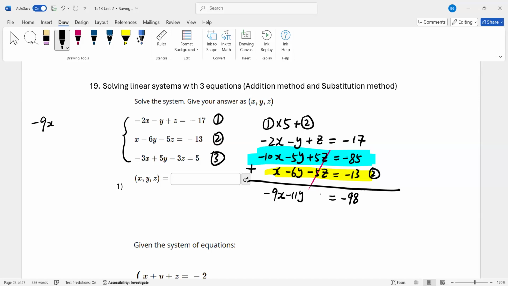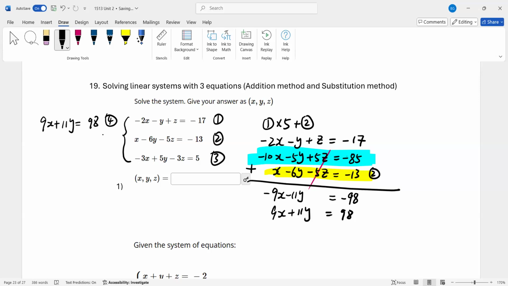Negative 9x minus 11y equals negative 98. Yeah, and you know what? We can simplify this equation. This equation has 3 terms. All the 3 terms are negative. Why don't we just get rid of the negative sign from all the 3 terms? So we have 9x plus 11y equals positive 98. I'm going to label this equation as 4. Equation 4. 9x plus 11y equals 98.